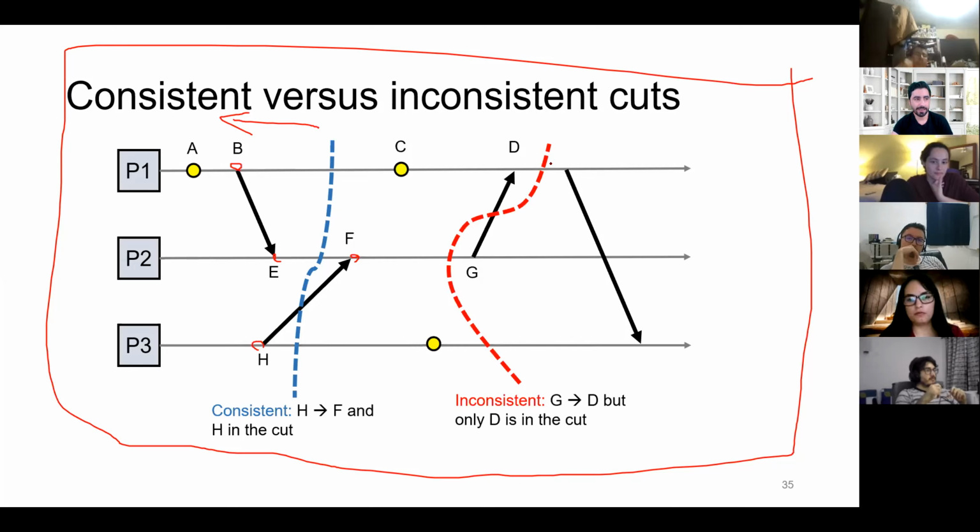This is an inconsistent cut. Why is it inconsistent? Looking at this, this is the time progress. Time is developing. Why is this inconsistent? Because D is in my history, and G happened before D, and G is not in my cut. Is it clear?